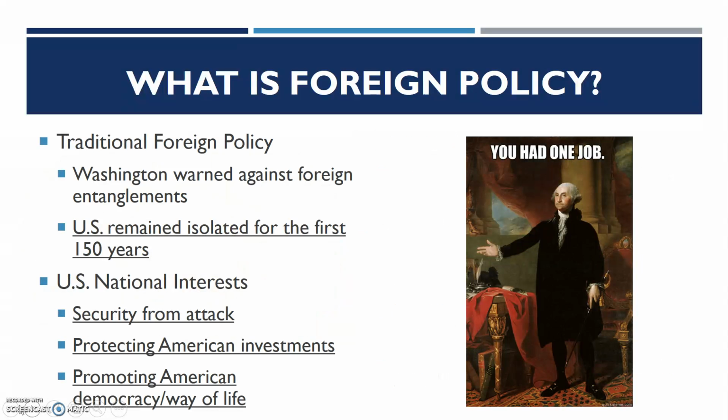So, traditionally, the United States stayed out of foreign affairs. President Washington, when he left office, in a speech, warned Americans to stay out of foreign entanglements. So for 150 years, the United States remained isolated from the rest of the world. Foreign policy deals with the national interests of the country, including security from attack, protecting American investments, and promoting the American democracy and way of life.